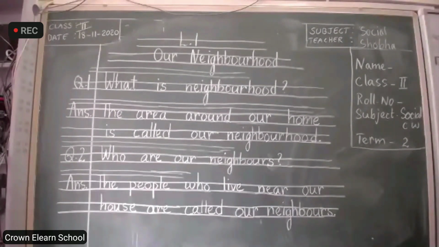Yes. So again I read, children. First question, what is neighborhood? The area around our home is called our neighborhood. So after that, leave a line. Write the second question and answer on the same page. Why? Because they are very small. Second question, who are our neighbors?